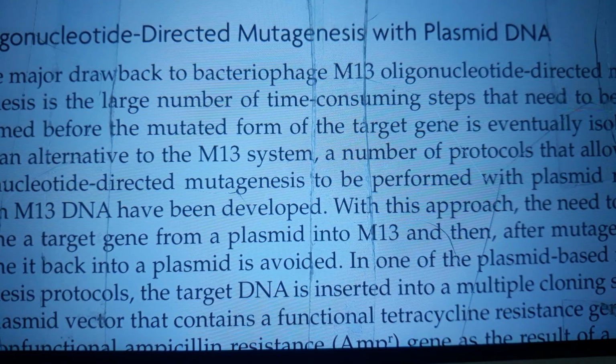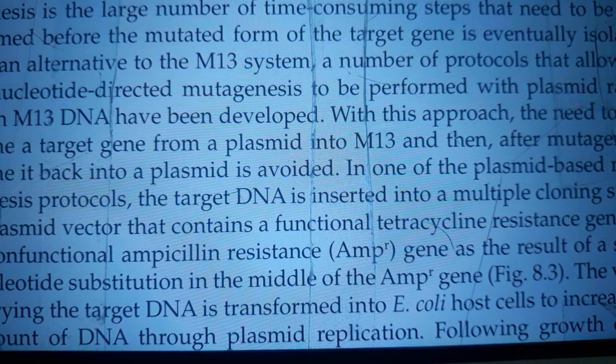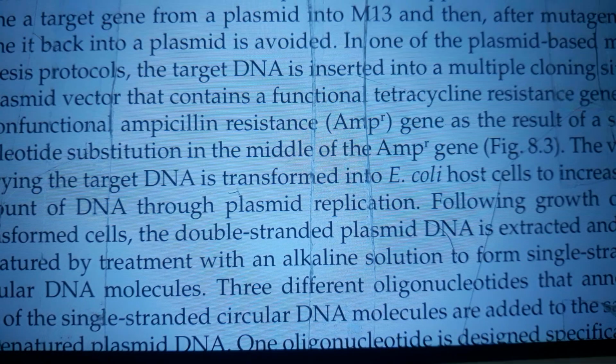Oligonucleotide-directed mutagenesis with plasmid DNA. The major drawback to bacteriophage M13 oligonucleotide-directed mutagenesis is the large number of time-consuming steps that need to be performed before the mutated form of the target gene is eventually isolated. As an alternative to the M13 system, a number of protocols that allow oligonucleotide-directed mutagenesis to be performed with plasmid rather than M13 DNA have been developed. With this approach, the need to subclone a target gene from a plasmid into M13 and then, after mutagenesis, clone it back into a plasmid is avoided.